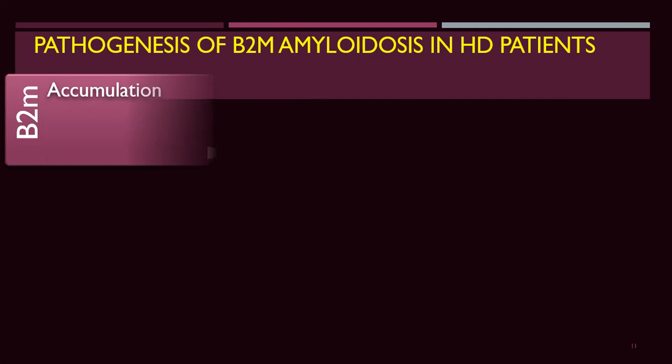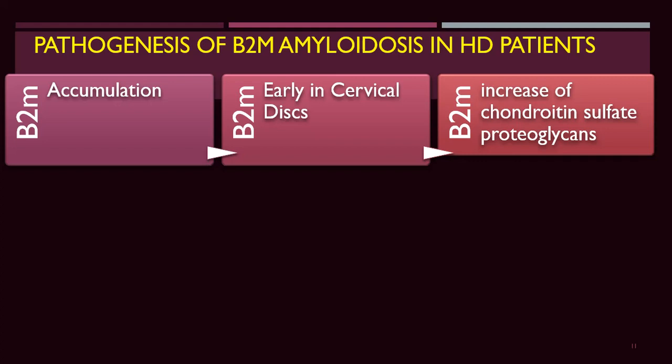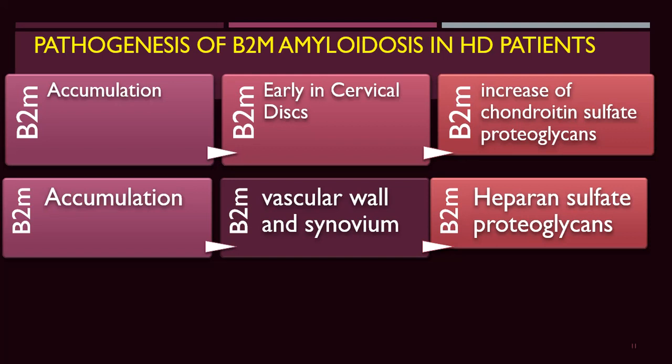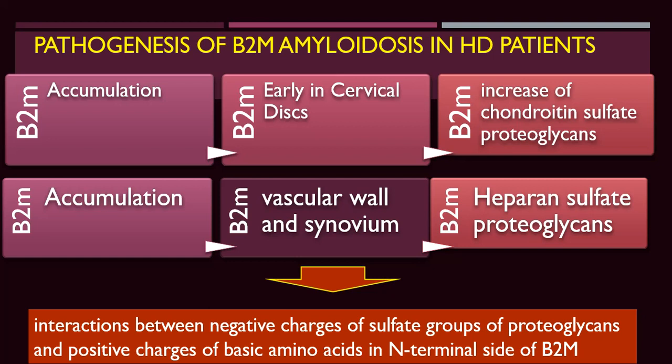So we have beta 2 microglobulin accumulation, which could be early in the cervical disc because of increased affinity for chondroitin sulfate proteoglycans, and accumulation in the vascular wall and synovium due to affinity to heparan sulfate proteoglycans. As well, there are interactions between negative charges of sulfate groups of proteoglycans and positive charges of basic amino acids in the N-terminal site of beta 2 microglobulin. This is the affinity of beta 2 microglobulin for deposition, specifically in the articular cartilage, due to its affinity for chondroitin sulfate proteoglycans and heparan sulfate proteoglycans.